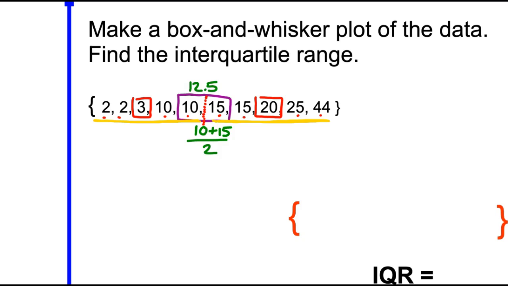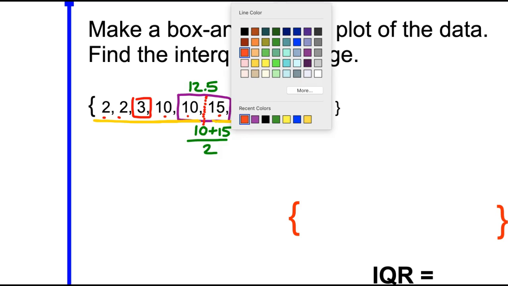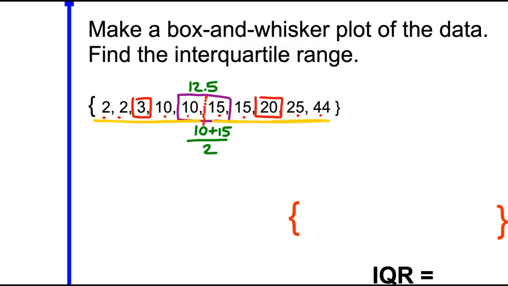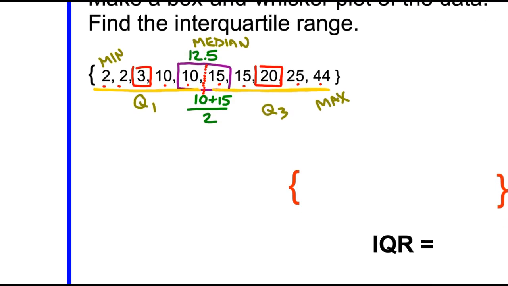So now my 5-number summary should be complete. So we have 44 is my maximum, 20 is my third quartile, my upper quartile, 12.5 is my median, my Q1 is 3, and my minimum is 2. Okay. Well, that's what they wanted us to write here, our 5-number summary. 1, 2, 3, 4, 5. All right, great. So we have 2, 3, 12.5, 20, and 44.